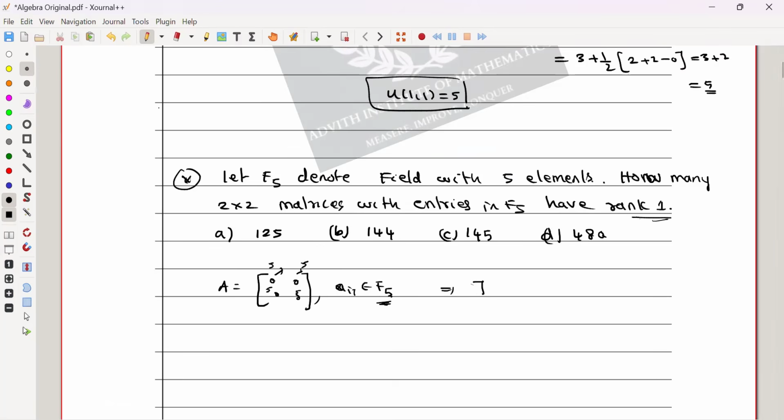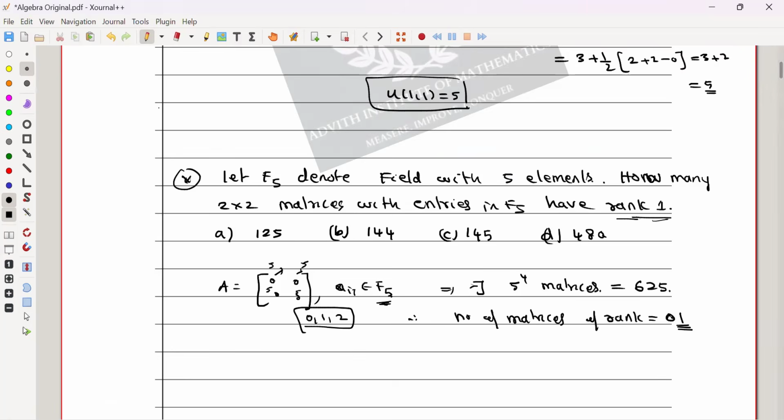So therefore there exist 5 power 4 matrices, 2x2 matrices, right? Which is equal to 625, in which 0 0 0 0 is the zero matrix, the null matrix. So therefore, what do we need? We need rank 1. For these 2x2 matrices, the rank can be either 0, 1, or 2. So therefore the number of matrices of rank 0 is equal to 1, sir? Only the null matrix, that is only one exists.